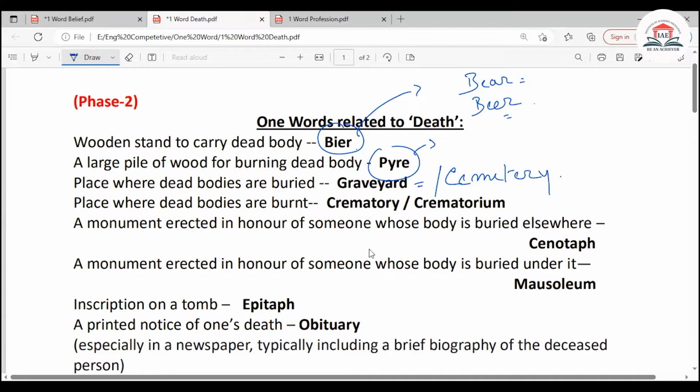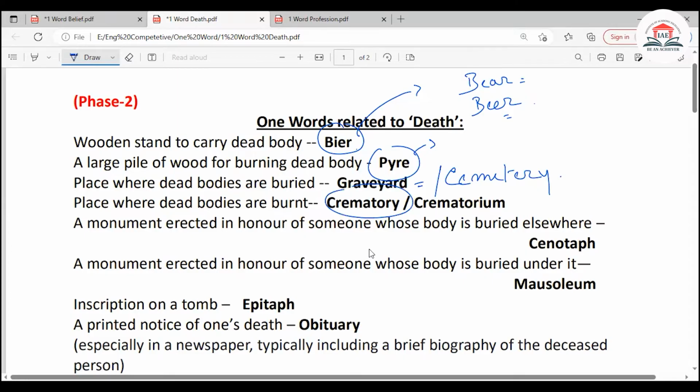Now next, a place where dead bodies are burned. That means shoshan, crematorium, crematory, a holy place where the bodies are burned. Right? Done.